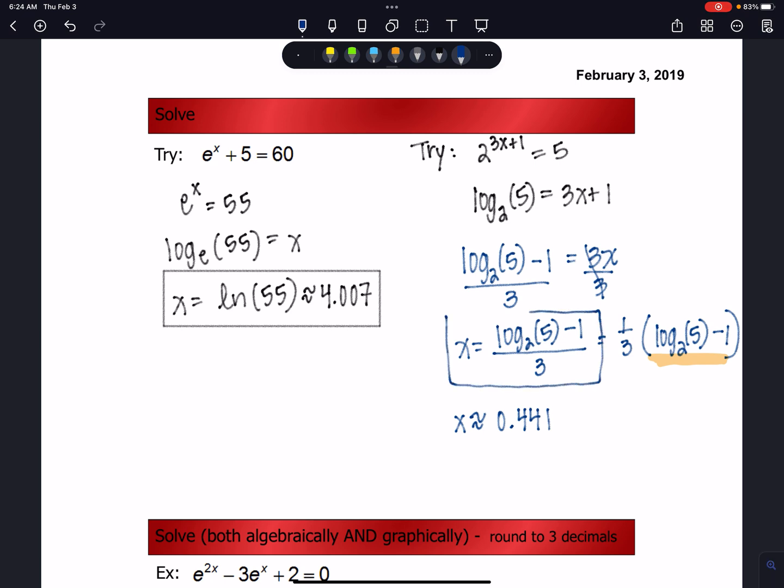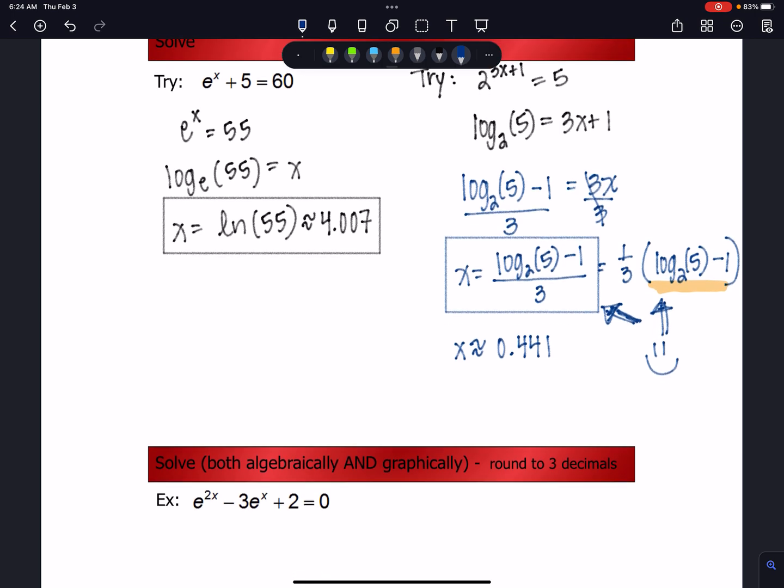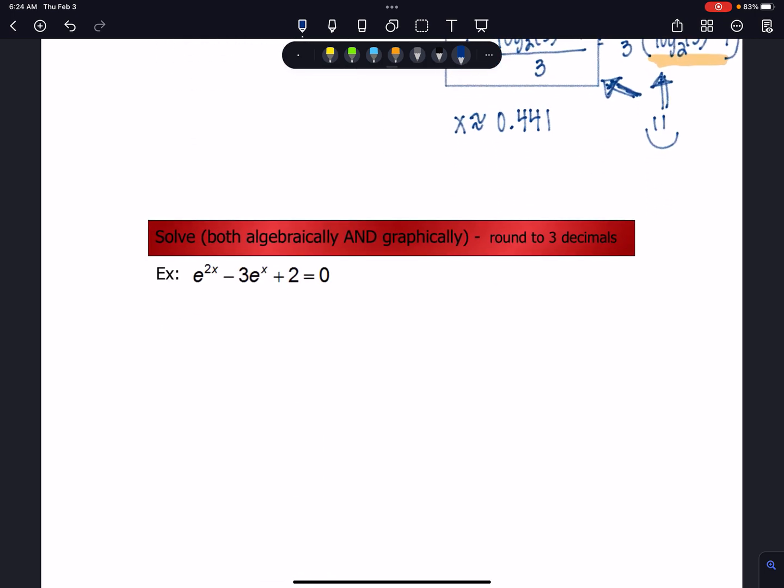I'm going to box this answer. However, I do like the 1/3. I do like this form of the answer. That's a good form. So just make sure you know how to write both forms of the exact answer. Okay, in the next video, we're going to, actually, let's continue.